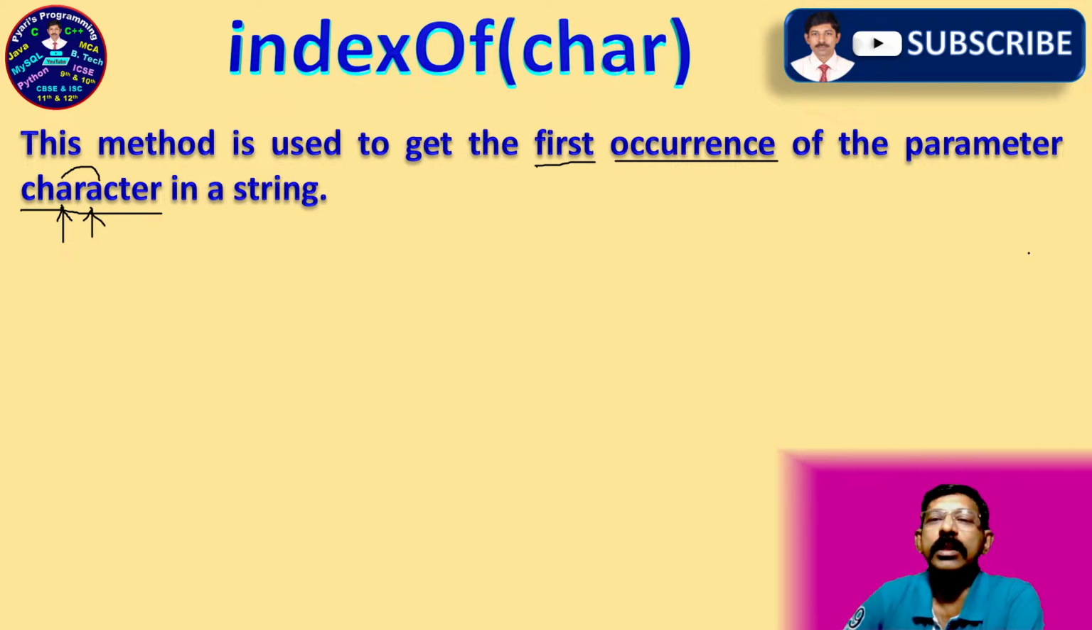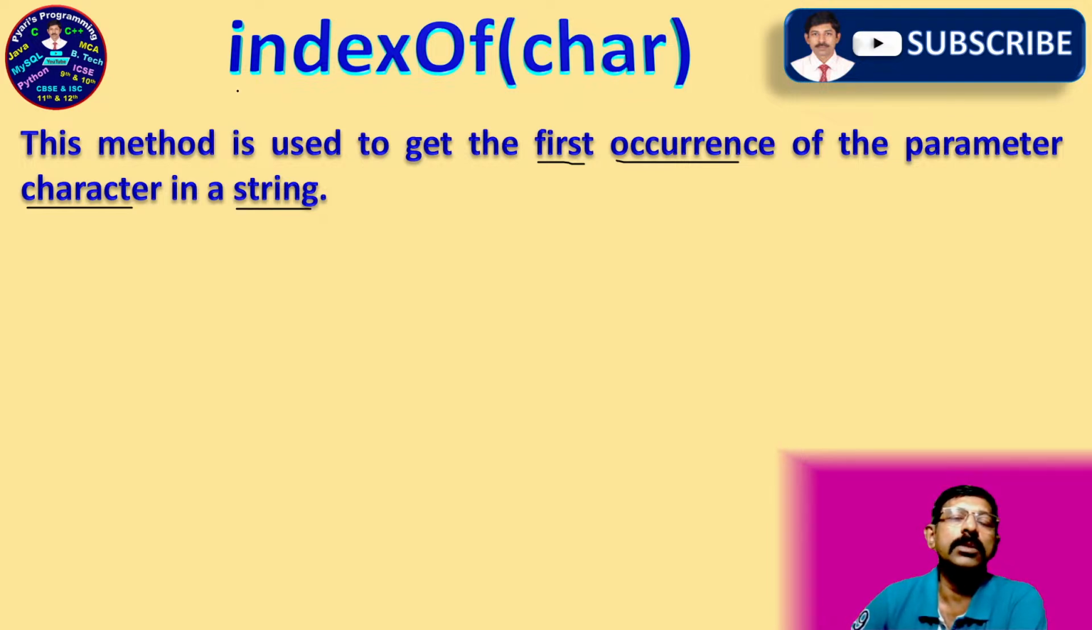Okay. Now in this case, we have two E's. This E is the first occurrence. This is your first occurrence. So let me clear this and I will underline it again. The first occurrence it is providing of the parameter character. From where? Obviously it is from string because the method belongs to string. Okay.